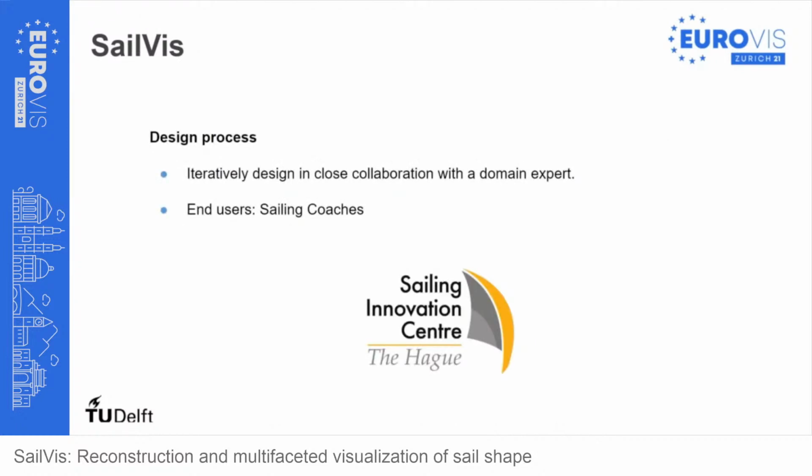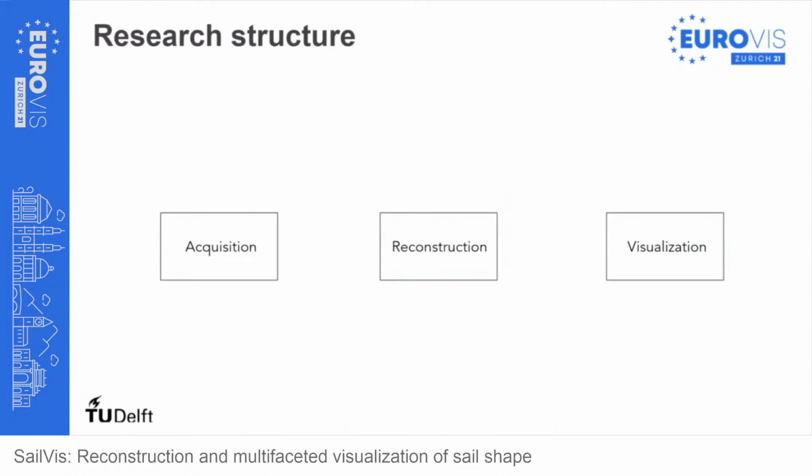SailVis is iteratively designed in close collaboration with a domain expert from the Sailing Innovation Center in Den Haag. He has 4 years of experience working with technological projects in sailing. The end users of our visualization tool would be the sailing coaches. Our presentation consists of 3 parts: the acquisition of the sail shape and sailing performance data, the reconstruction of the sail shape, and the final visualization.